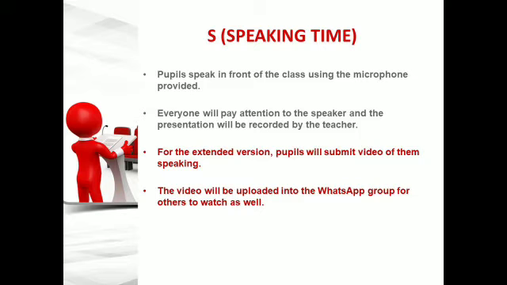Here is where pupils will take turns to speak in front of the class using the microphone provided. Other pupils will watch and think of any comments or improvement to be told to the speaker later. I also recorded their performance as a reference in the future. For the online extension, I uploaded all the videos via the class WhatsApp group so that other pupils could have the same experience like what they had in the classroom.